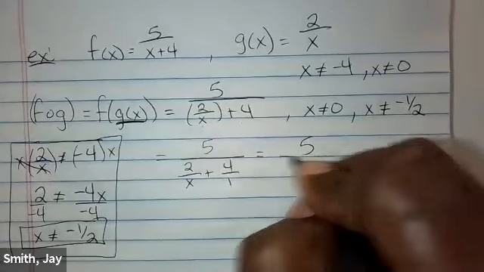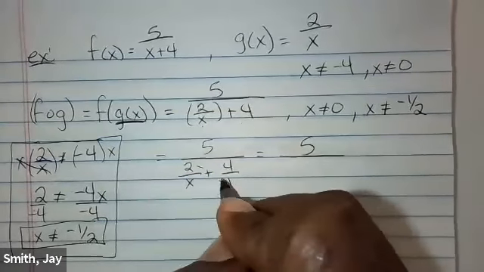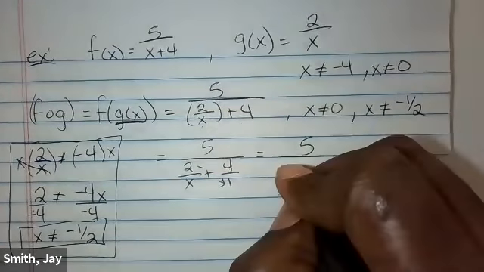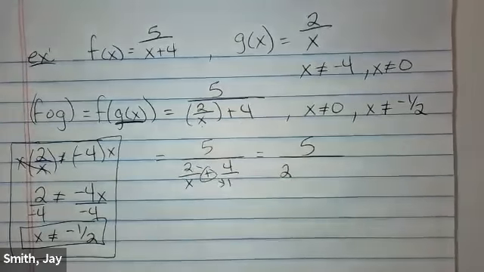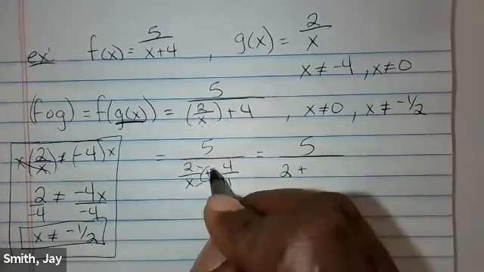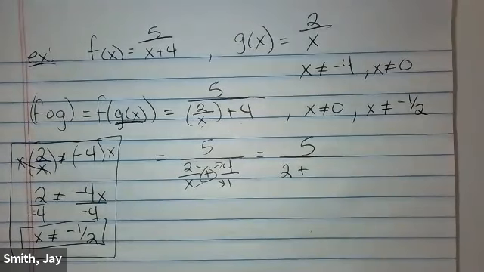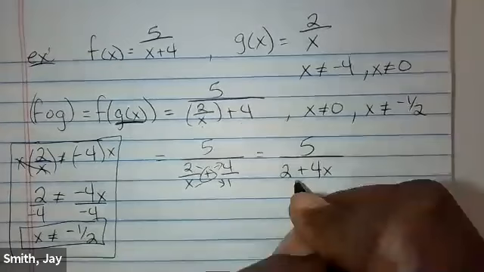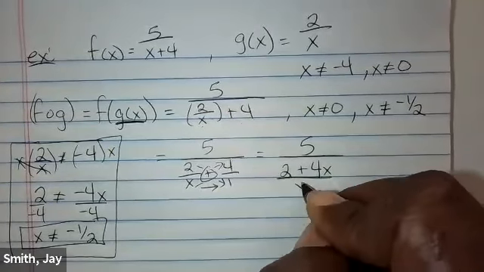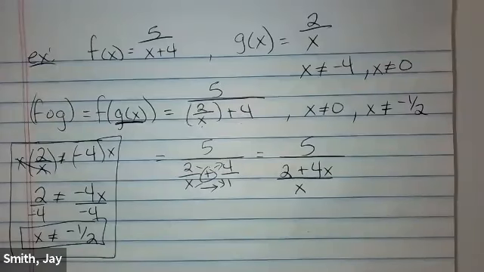So my numerator is still 5. Take the top left times the bottom right, or in this case, 2 times 1, which is 2. Remember, we use this for the addition and subtraction of fractions. So we're going to take the sign in the middle. This time, it's going to be a plus. Bottom left times top right, or in this case, x times 4, which gives me 4x. And this is all over the bottom times the bottom, or x times 1, which is equal to x.